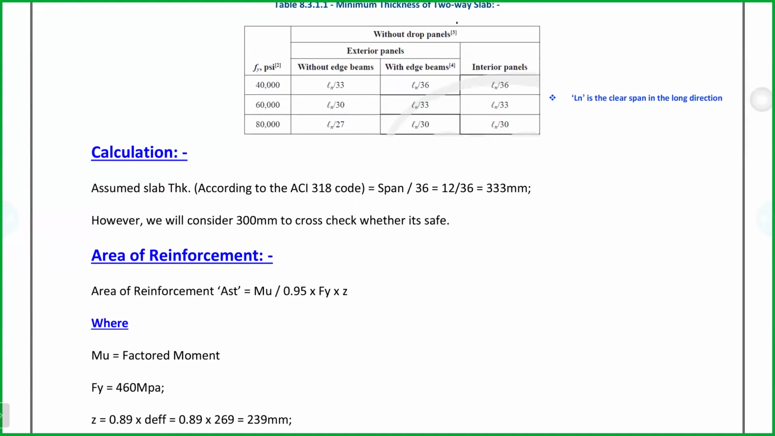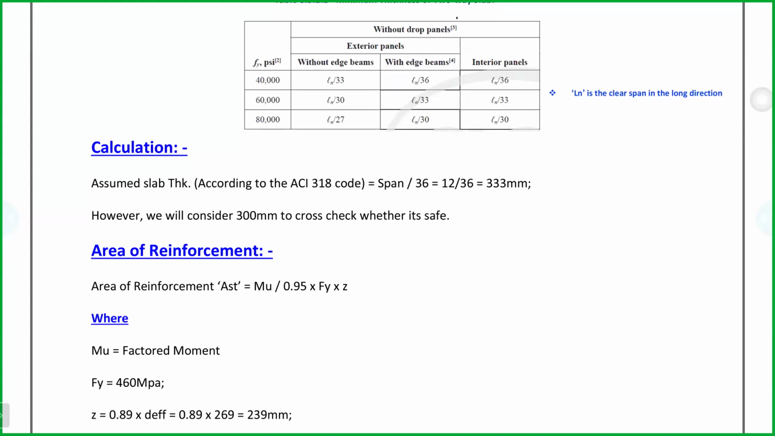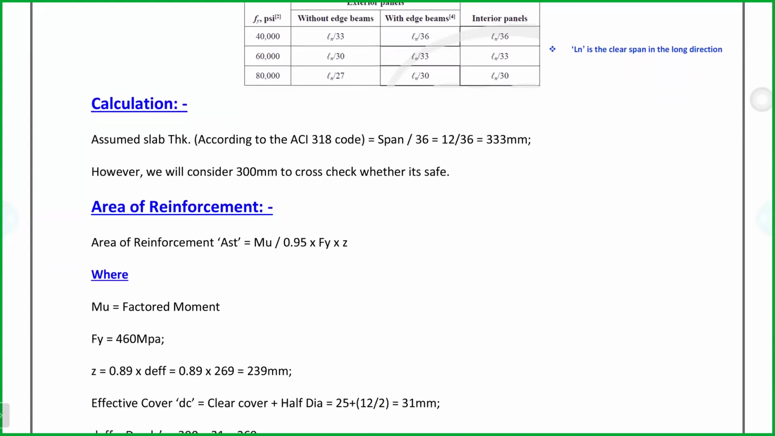So 12 divided by 36 is how much? 333 millimeters of slab thickness, because the slab panel is quite big. You get me? It's almost a 12 meters span. However, we are not going for 333. For the optimum case, we will only go with 300 millimeters. You get my point? But though you are going for 300 millimeters, you need to check whether the slab is safe under moment, whether the slab is safe under shear, whether the slab is safe under deflection. Everything you need to make sure, because you reduced your thickness, correct?